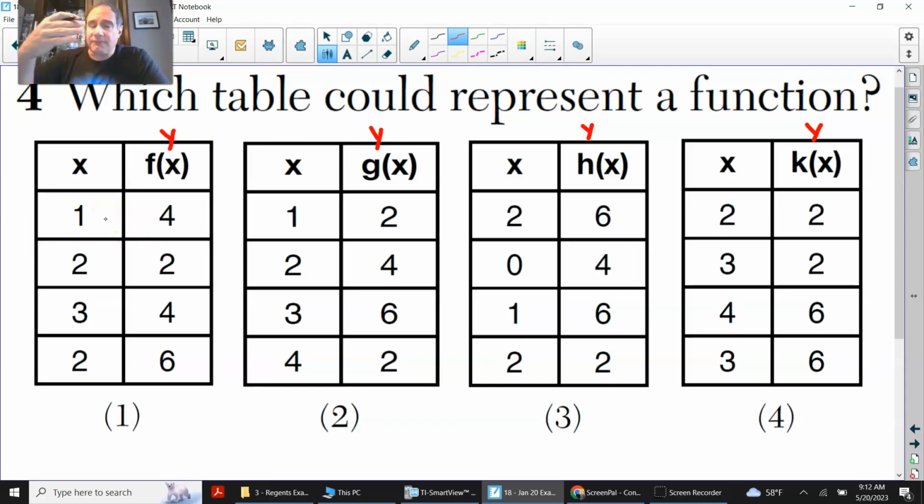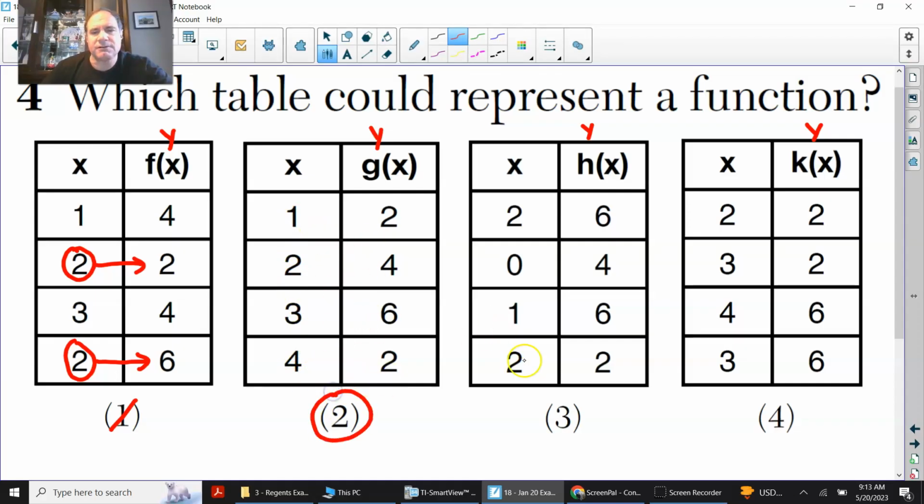So what you do is focus on the x values. If one repeats, check that the y it's going to is different. Every x must have its own y. So if the x repeats right here and right here, this 2 is attached to the output of 2, and this 2 is attached to the output of 6. This is not a function. So we're going to look at 1, 2, 3, 4. Every x is different, so every x has its own y.